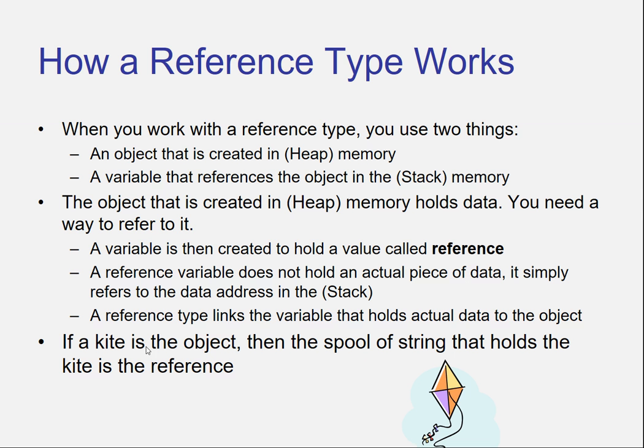So the book uses this metaphor of a kite and a string, where the spool here is kind of like the stack and that variable that we've created, and the data is what we're going to be creating up onto the heap, and it's the kite itself. And we're going to tie the two together by addressing where exactly it is being stored.